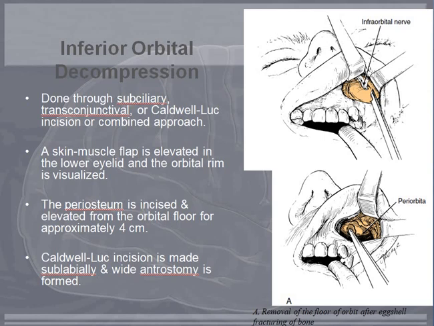Now let's talk about the inferior orbital decompression. Basically, it is done through the subciliary and transconjunctival approach, the caudal loop incision, or the combined approach. So what we do here, a skin muscle flap is elevated in the lower eyelid and the orbital rim is visualized. The periosteum is incised and elevated from the orbital floor for approximately 4 centimeters. Now here you can see the caudal loop incision is made sublabially and a wide antrostomy is formed.